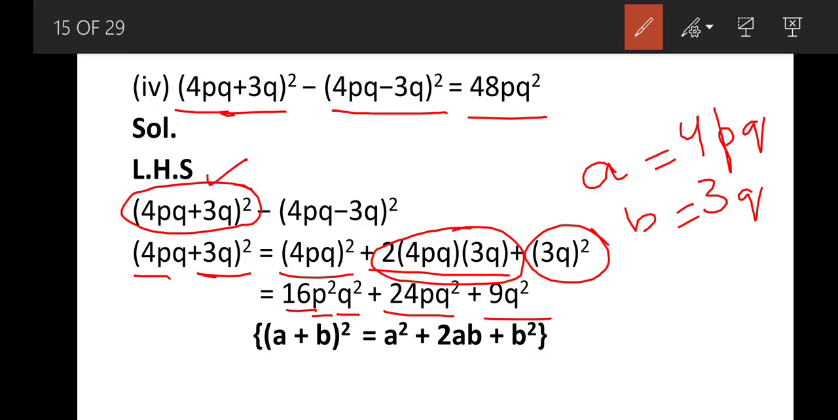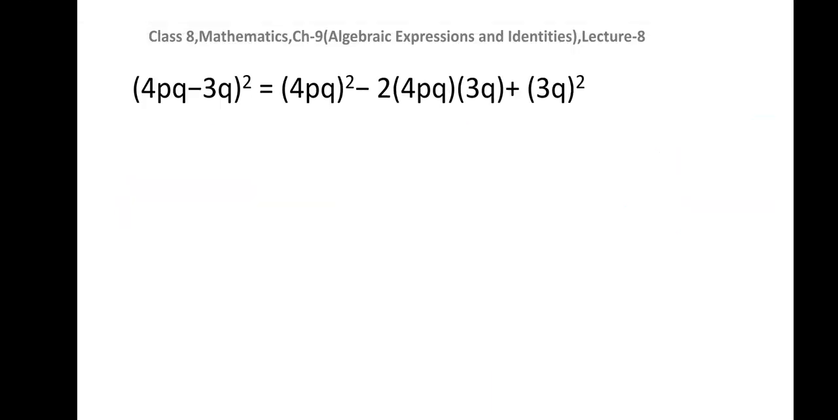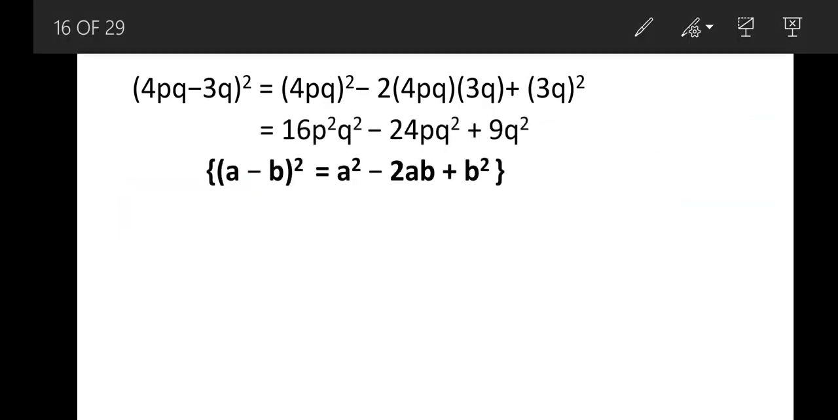Now I need to solve this part and then subtract their results. So I am solving the second part of this left hand side. In this case, I need to use identity number 2. Why? Because a minus sign is there in between. So it will be 4pq square minus 2 into 4pq into 3q plus 3q square. It will be 16p square q square minus 24pq square plus 9q square.